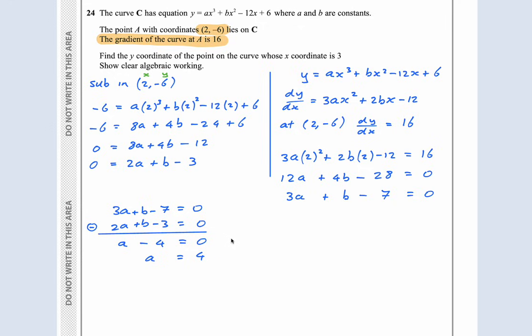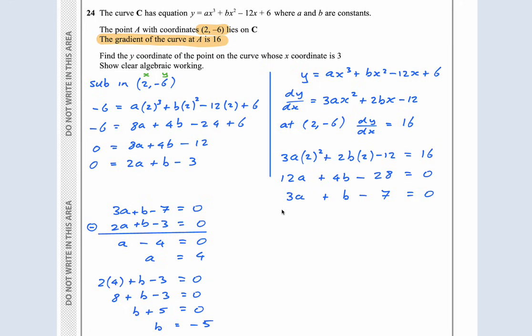If a is equal to 4, I'm going to sub a back into this equation. 2 times a here, but a is 4, plus b minus 3 equals 0. 8 plus b minus 3 equals 0. 8 minus 3 is 5. b plus 5 equals 0. b is equal to minus 5. Okay, now I have a and b, so I'm definitely on at least 4 marks out of the 6.